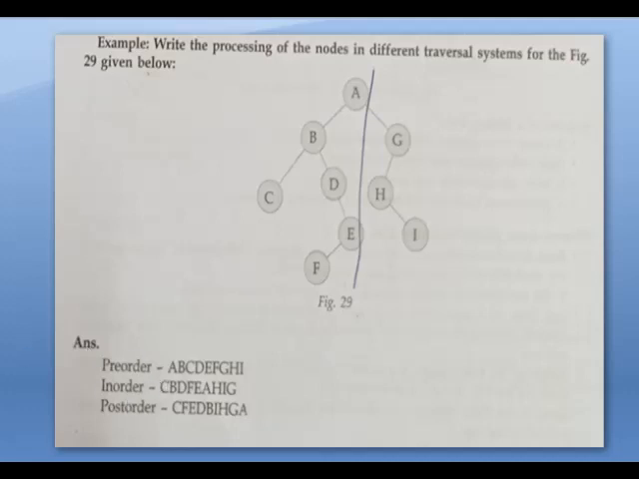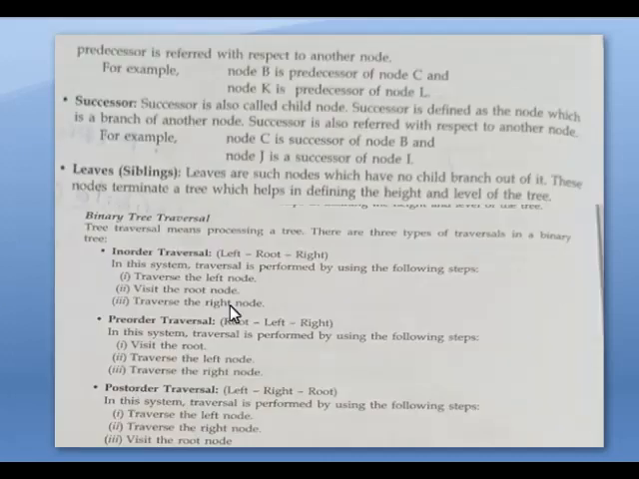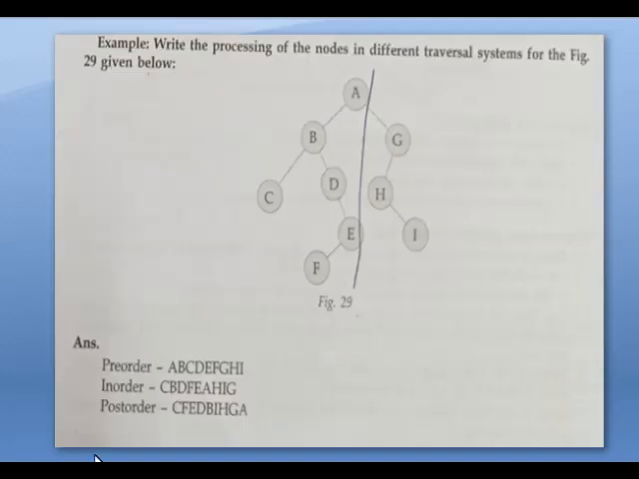Next we are going to write the in-order traversal. In-order traversal means left, root, right. First we have to go to the left. This is the left, so C, left, root, right. So C, B, D, then F, E, then the root is A, then on the right H, then left I, then G.